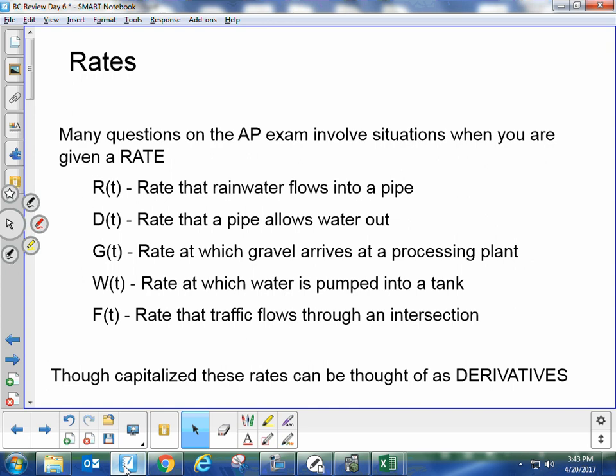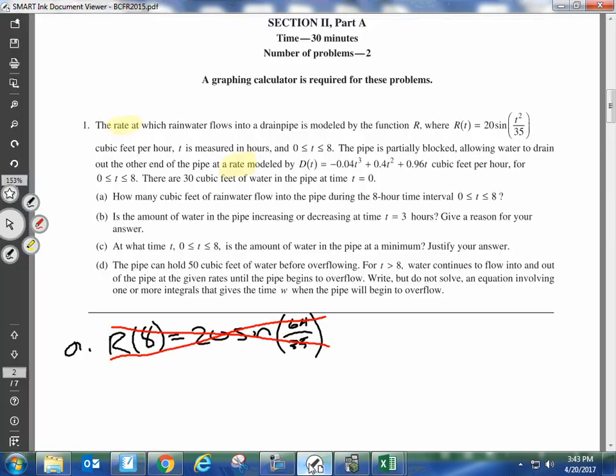Now, what do I do with a derivative to get the total? How would I get the actual total water that has flowed into the pipe? An integral, right? Integrals of derivatives will give me the original function. In this case, the integral of the rate at which the water is flowing would give me the total water that has flowed in.